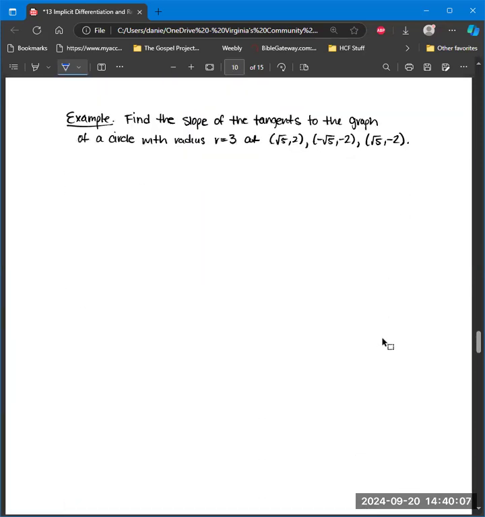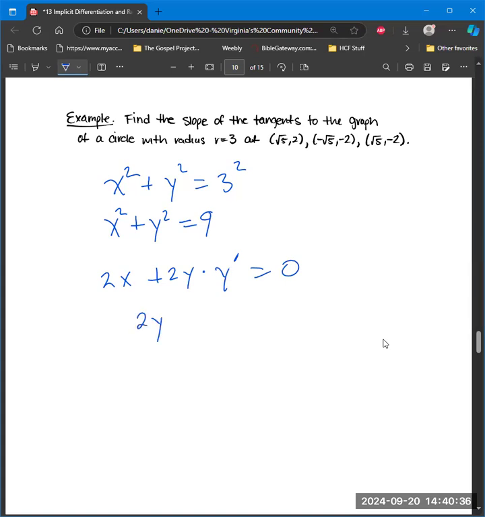Now let's find the slope of the tangent to the graph of a circle with a radius of 3 at these various points. So we have x squared plus y squared equals 3 squared, or x squared plus y squared is equal to 9, assuming that we're centered at (0, 0), because it didn't tell us otherwise. So we have 2x plus 2y times y prime is equal to 0. 2y times y prime is equal to negative 2x. y prime is negative 2x over 2y, which is negative x over y.